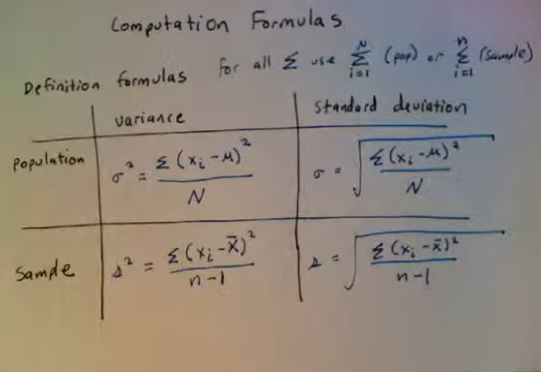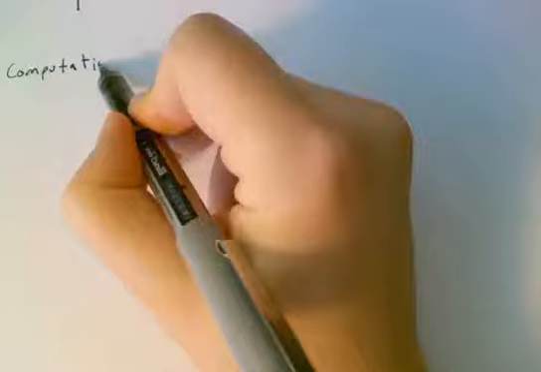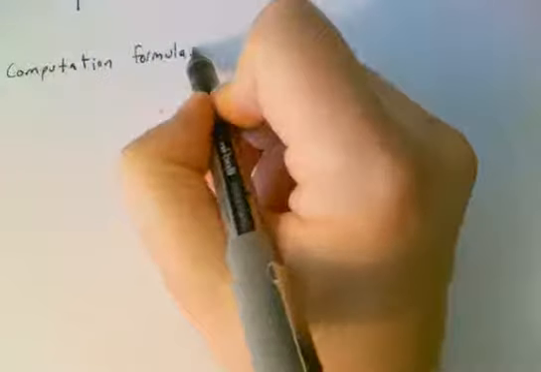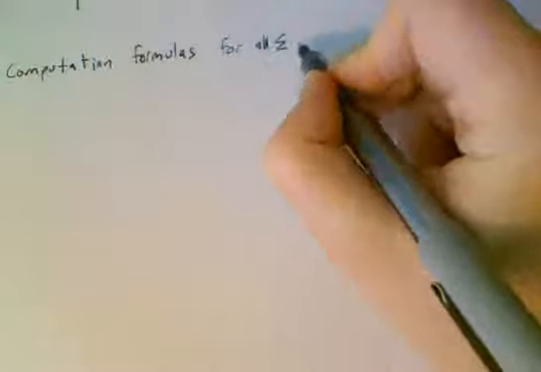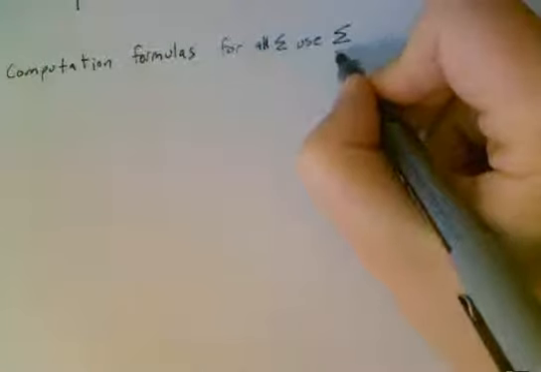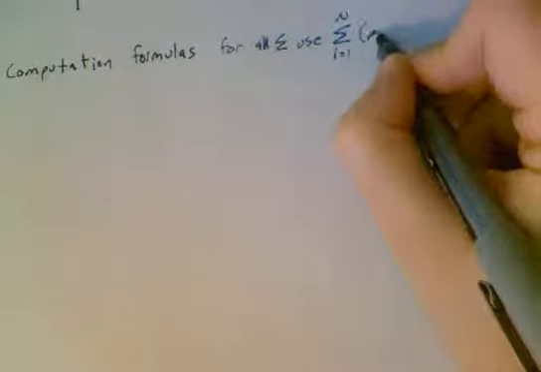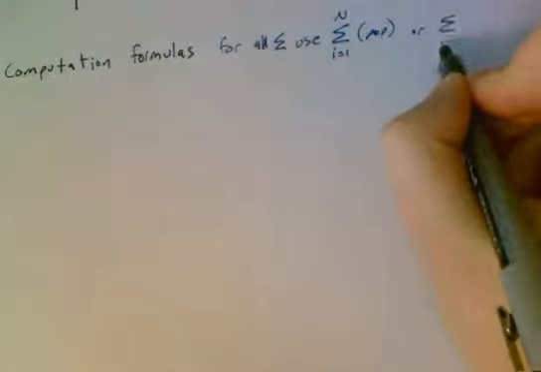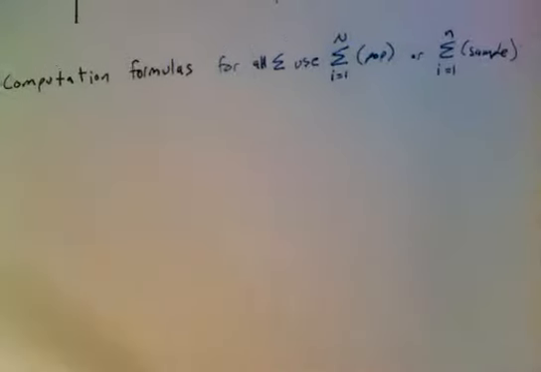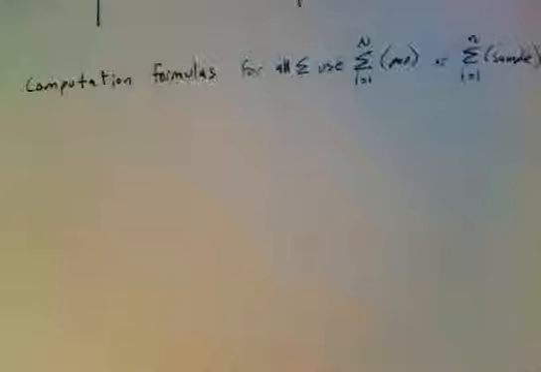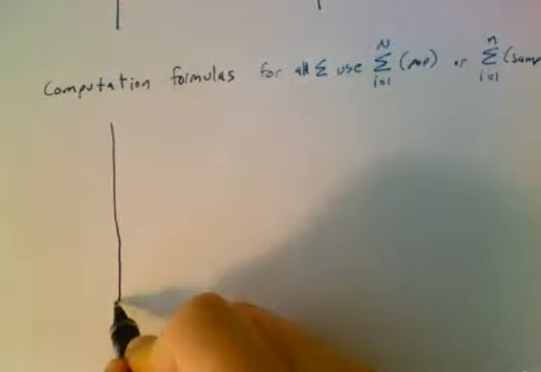And so there's a second set of formulas that's called the computation formulas. Let's write those out right below here. Computation formulas. And same as we wrote above, for all sigmas, we're using i equals 1 to i equals N for a population, or i equals 1 to i equals little n for a sample. Do our table again.